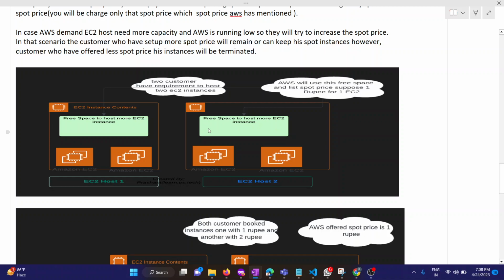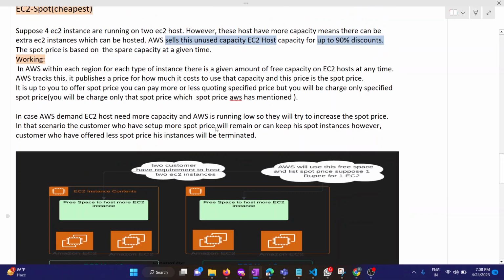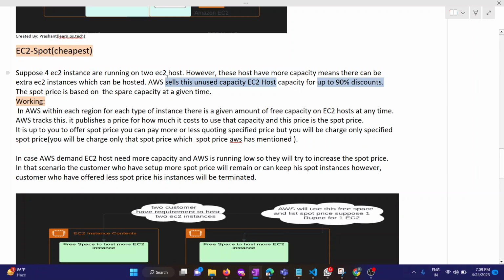So what AWS is doing here is using this free space and listing a spot price for it. So this is the definition: AWS sells this unused EC2 host capacity for up to 90% discount.